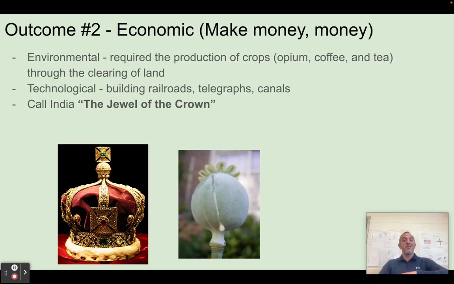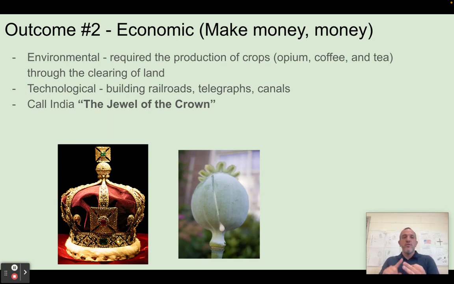Number two, it's all about the money. So number two is economic. It's all about making more money, more money, more problems. As a result, outcome number two is they're going to force the Indians to produce products that the British want. There are a couple things. One is called opium, which is an addictive drug, which we'll talk about in the China video because the Chinese are going to use it. It is the root of what we would consider an opioid or heroin today.